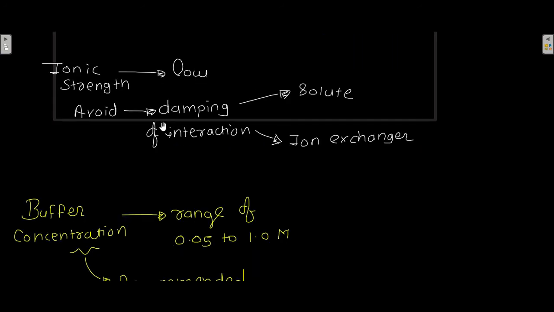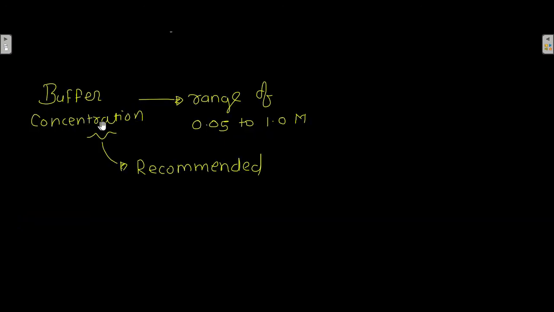Now talking about the ionic strength of the buffer, the ionic strength should be low. Why do we keep the ionic strength of the buffer low? To avoid damping of the interaction between the solute and the ion exchanger. There should not be any damping of interaction between the solute and ion exchanger, and that is the reason why we keep the ionic strength of the buffer low. So a buffer concentration in the range of 0.05 to 1.0 molar is recommended for that.